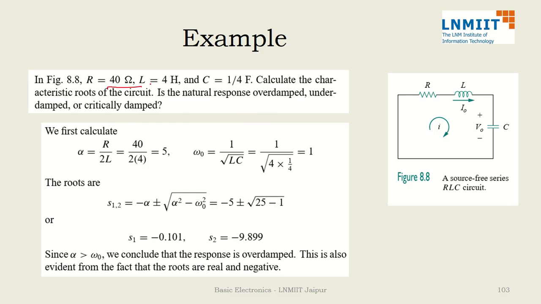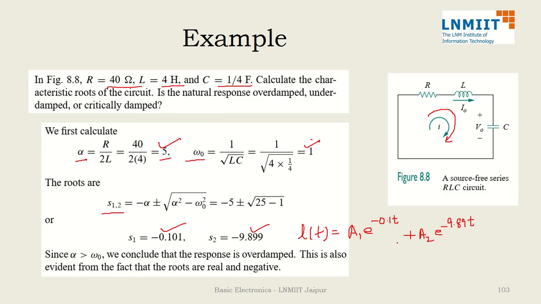So I have R, I have L, I have C. It's a source free series circuit. So I got alpha, I got omega. Alpha is greater than omega, so I get two distinct roots, one is this, one is this. So what is my equation now? I of t is a1 e raised to power minus 0.1 t plus a2 e raised to power minus 9.89 t.